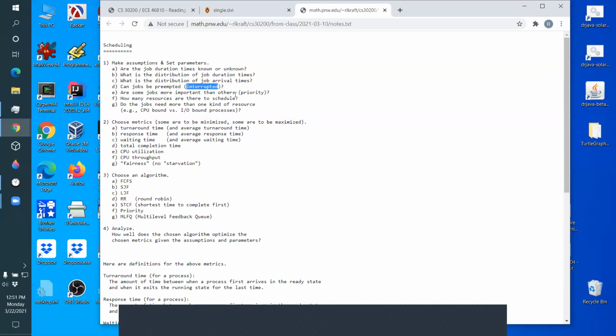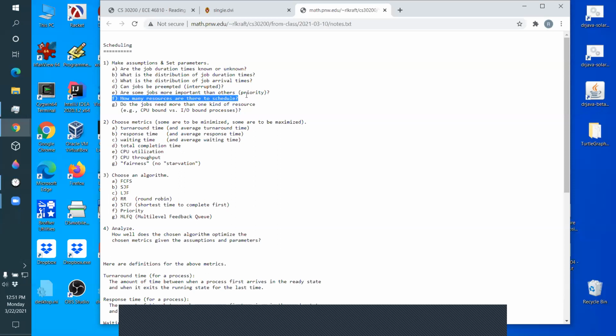Okay, so that if something that's more important comes in, you can preempt the less important thing that's being done. Okay, so those kind of go hand in hand. But if you don't allow preemption, then it's a little bit harder to allow for priorities. Okay, now how many resources are there to schedule?